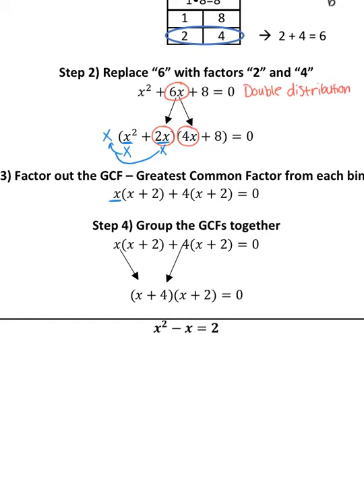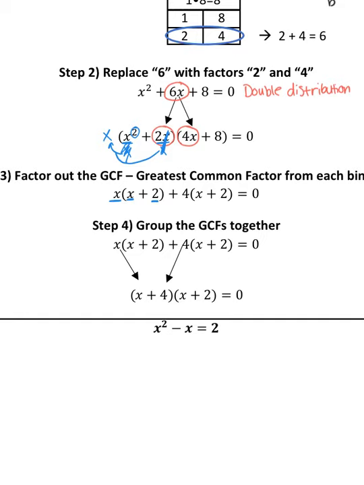If I do x squared divided by x, think of that like you've got two x's and then you take one away. All you're left with is a single x. If I do 2x divided by x, those x's are going to cancel and you're just going to be left with 2.